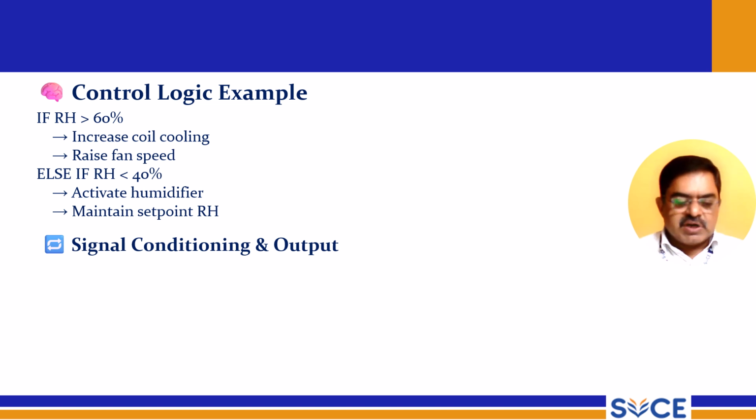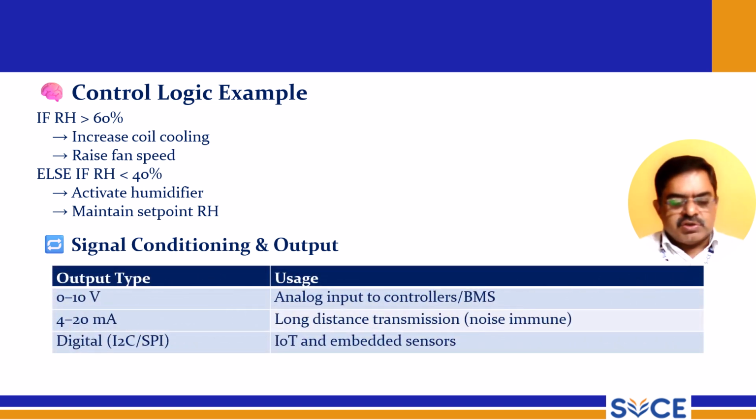And signal conditioning and output. 0 to 10 volts for analog input controllers and BMS, and 4 to 20 milliamps for long distance, noise immune transmission, and digital I2C and SPI. I2C and SPI are communication protocols used in IoT and embedded systems.